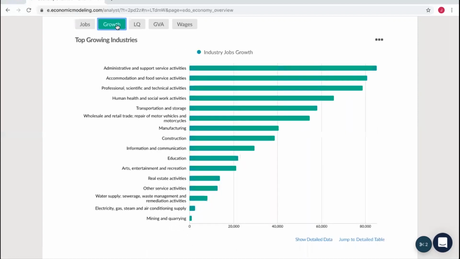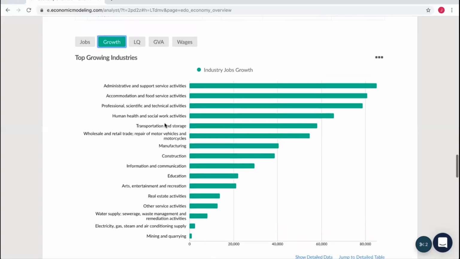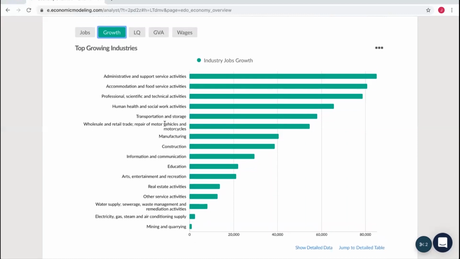So next to look at growth. This is the top growing industries. We can see here admin and support services are top growing, and accommodation and food service activities, and then professional, scientific and technical activities. Looking around the middle here, we've got manufacturing and construction, which are both strong, and information and communication. Again, you'll know the area better than I will, so it would be good to know, does this reflect what you see on the ground? This is based on government data, and then our economists build out some projections over the top of that.